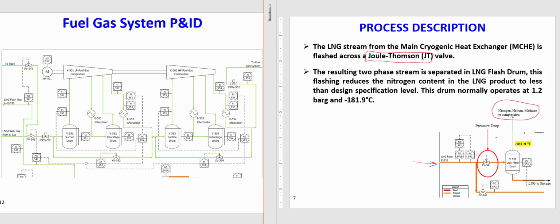The nitrogen content of this LNG product that is going to storage now is less than what it has here in this state. So now it is ready for sale. It meets the specification needed by our customer, and then we can send it directly to the storage tank and then shipment. The drum operates usually at a temperature of about minus 182, and the pressure is 1 to 1.2 bar. Pressure is not very high, but temperature is very low.